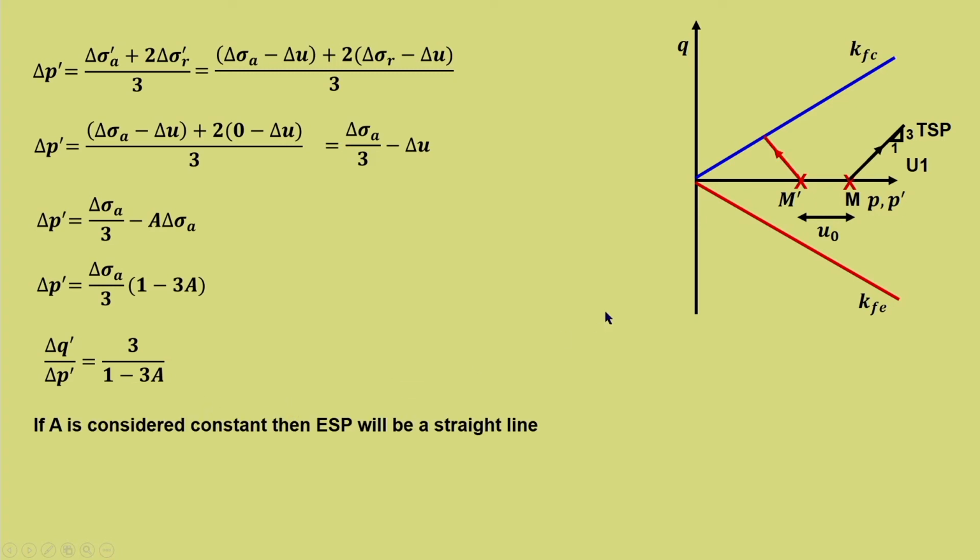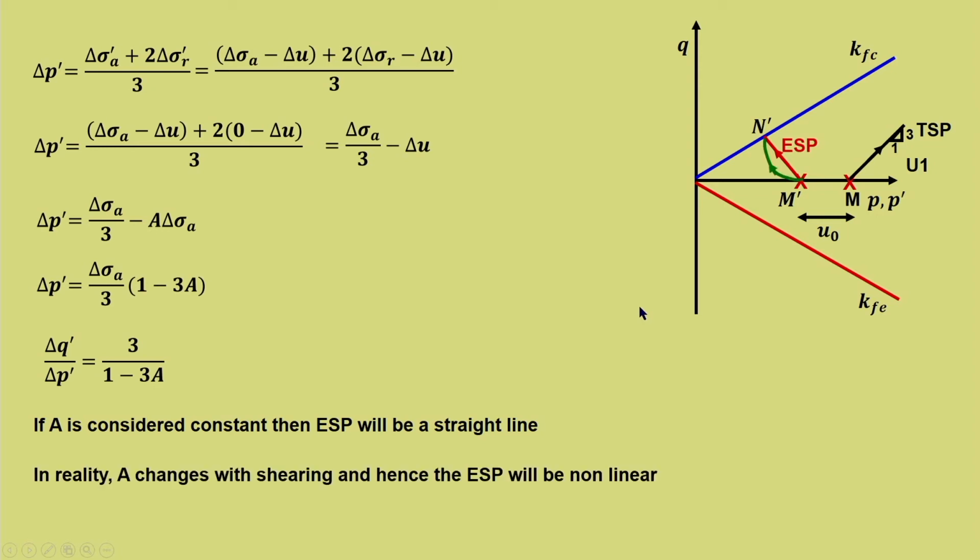So, again if A is considered constant, this is only an example direction, it can be in any direction depending on A. So, M dash N dash is the effective stress path, and if A is considered to be varying, then it becomes a nonlinear stress path. Now, for example, if Af is equal to 0.5, then in this case you will have an inclination of minus 6. So, it will be even more steep. So, you will have the effective stress path. Now, what we have done for undrained compression, we have determined the effective stress path for all the 3 cases.